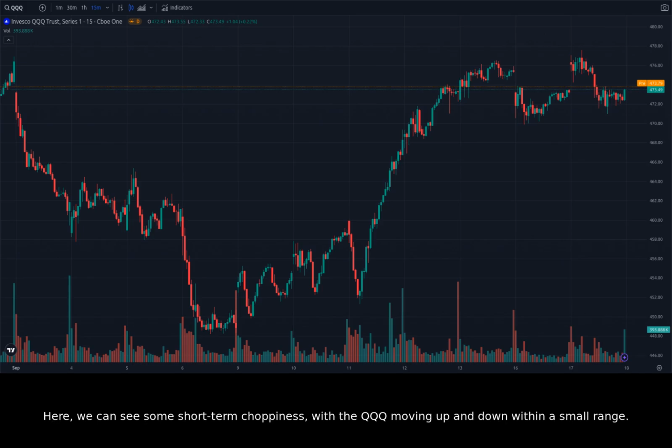Here, we can see some short-term choppiness, with the QQQ moving up and down within a small range. This suggests that the market is currently uncertain about the direction of the QQQ. However, there have been some bullish signs in the last few minutes. The QQQ has broken above the 472 level, which was a key resistance point on the hourly chart.